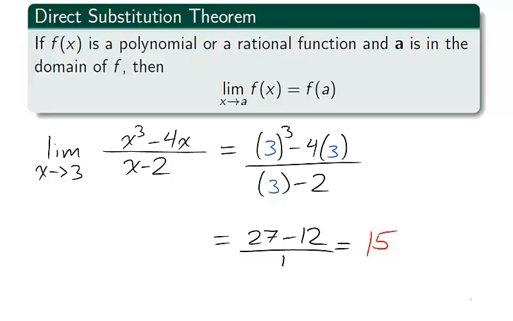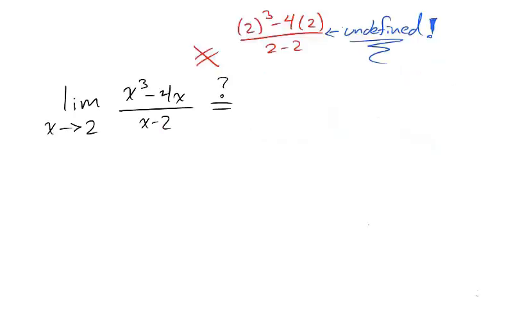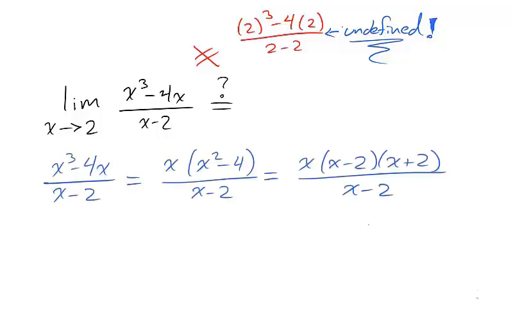But what if we were to look for the limit as x approaches 2? This is where simplification comes into play. We cannot calculate this limit using the direct substitution theorem, as the function is undefined at x equals 2. So how can we calculate this limit? First, notice that this function is not simplified.